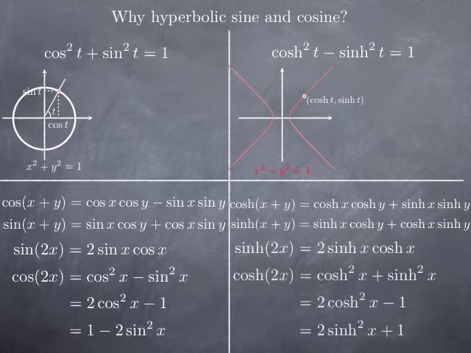Now we also have analogs on the hyperbolic side of things. The hyperbolic sine of 2x is also 2 hyperbolic sine times hyperbolic cosine of x. And the hyperbolic cosine of 2x is not the difference but the sum of the squares, hyperbolic cosine squared of x and hyperbolic sine squared of x. And again, this can be written as 2 hyperbolic cosine squared minus 1 or 2 hyperbolic sine squared plus 1.